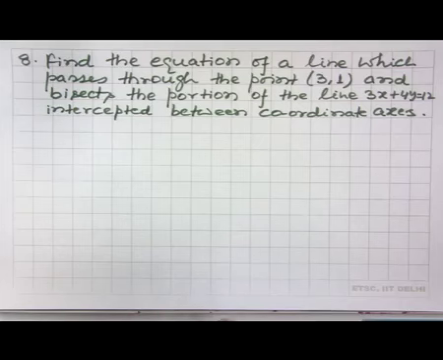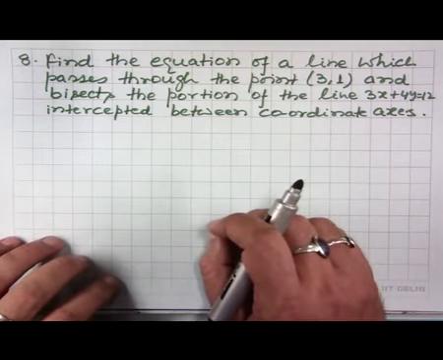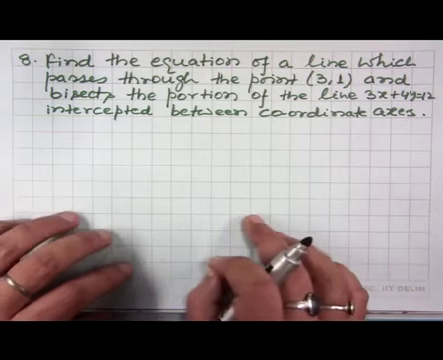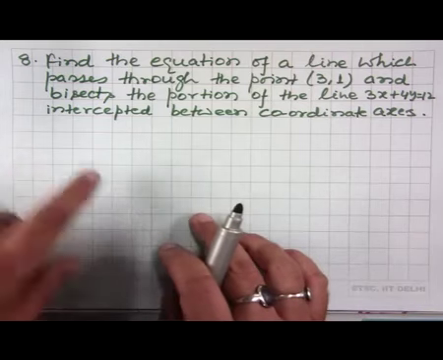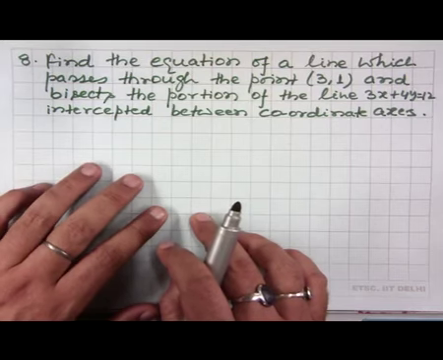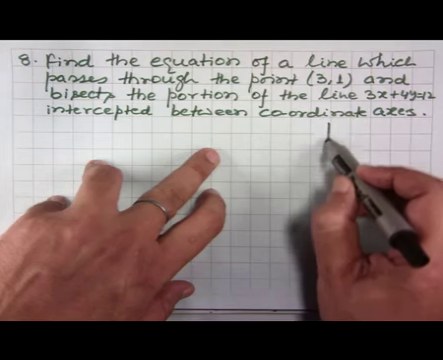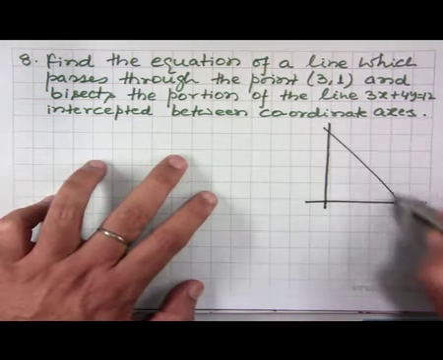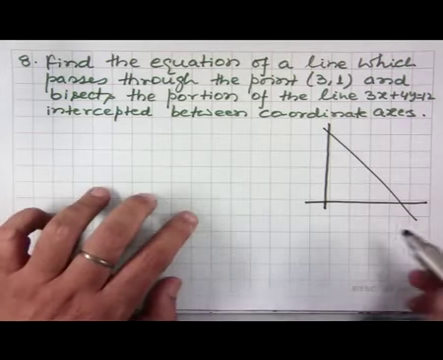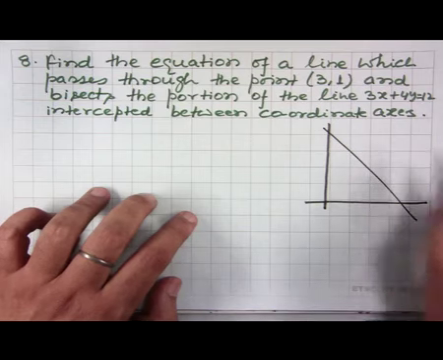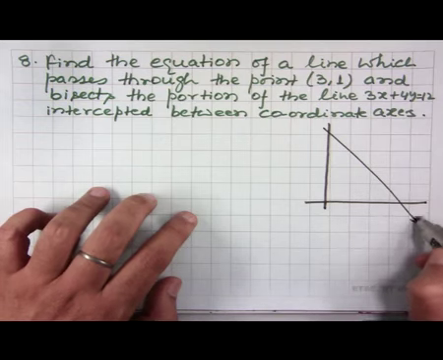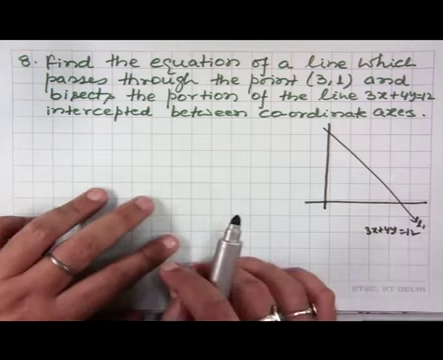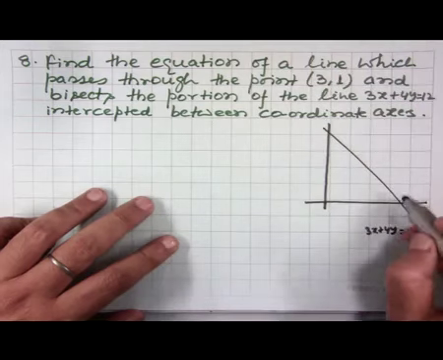Now find the equation of the line which passes through the point (3, 1) and bisects the portion of the line 3x + 4y = 12 intercepted between the coordinate axes. So we have to find the equation of the line which passes through the point (3, 1) and bisects the portion of the line. Say this line L1 is 3x + 4y = 12. The portion of the line between the coordinate axes is AB.